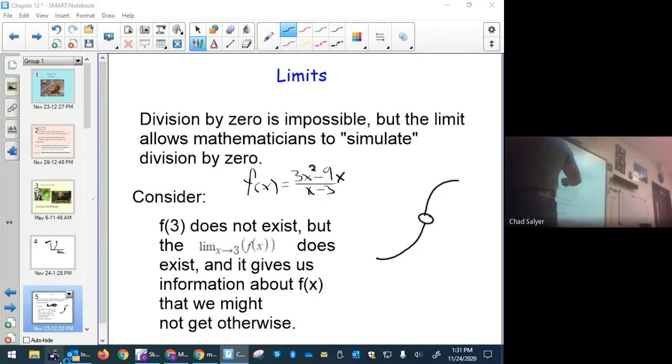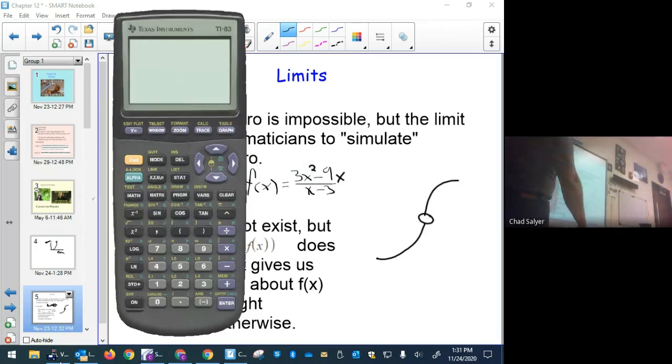So let's graphically analyze this and see if we can determine what that limit would be. So if I look at this graph, 3x squared minus 9x divided by x minus 3.